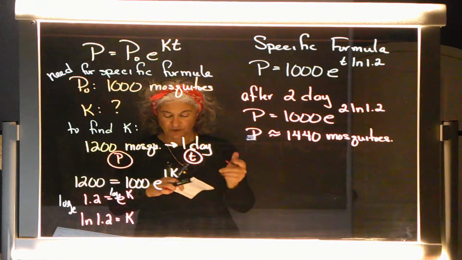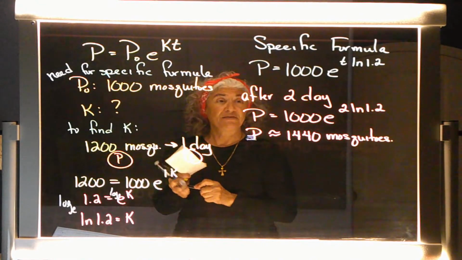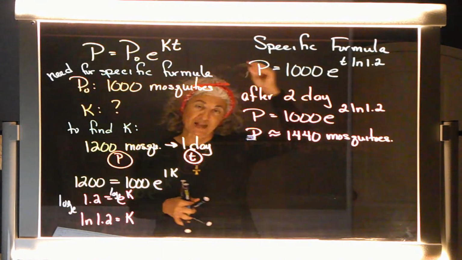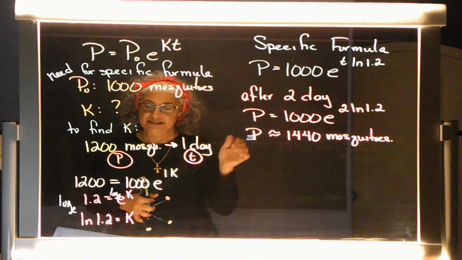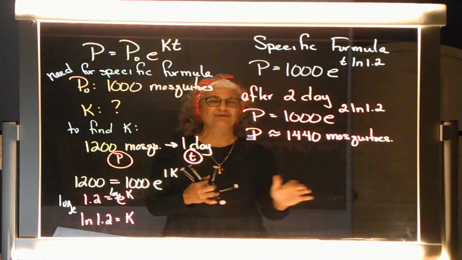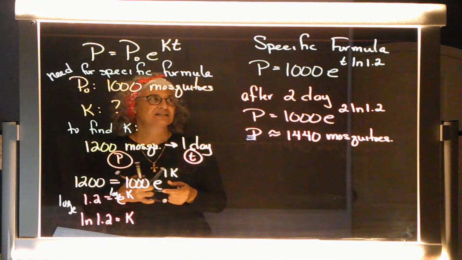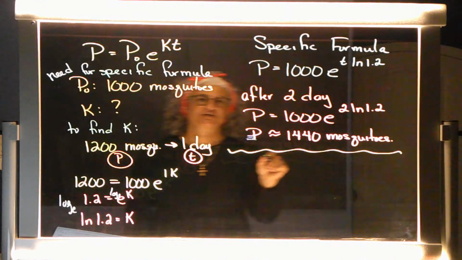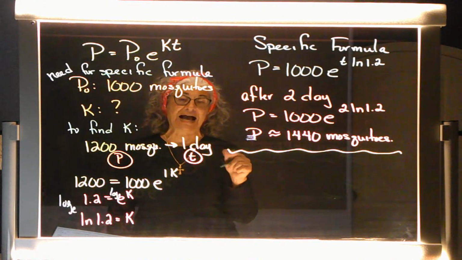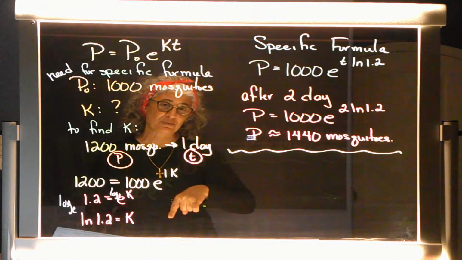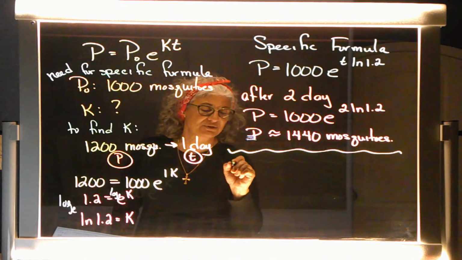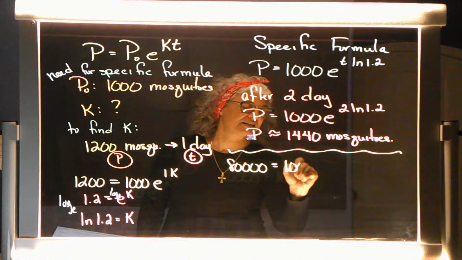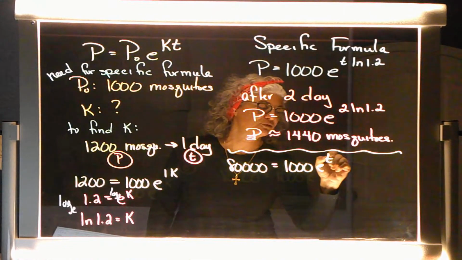Good? Cool. And then they asked me a second question. Their second question is this: how long is it going to take until we have 80,000 mosquitoes? Yeah, I don't really want 80,000 mosquitoes, but you get the point. So 80,000 mosquitoes, how long is it going to take until we get that amount? The 80,000 mosquitoes represents our ending balance, doesn't it? So I'm going to fill it in, and when they say how long, it looks like I'm looking for the T.